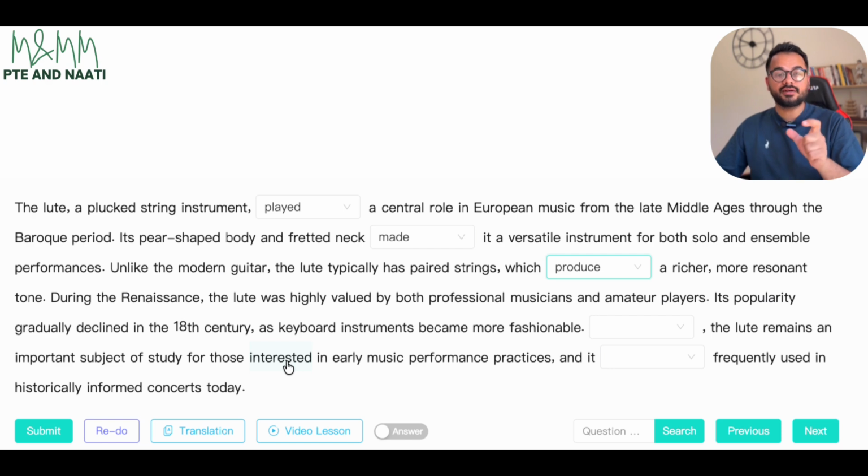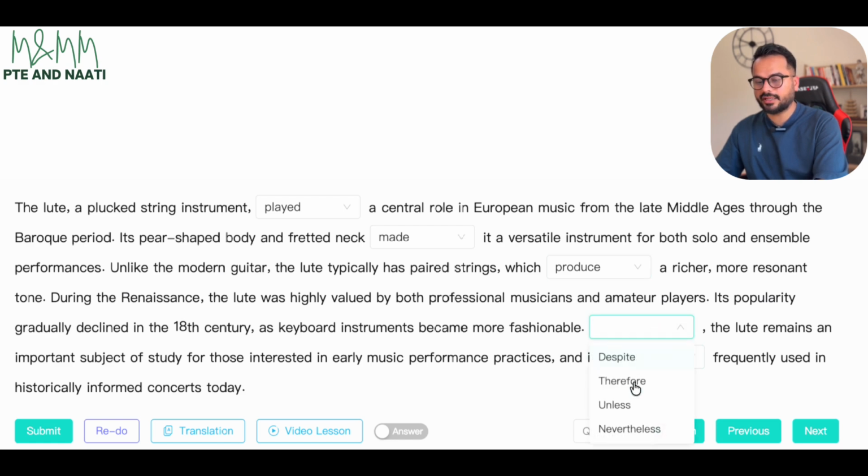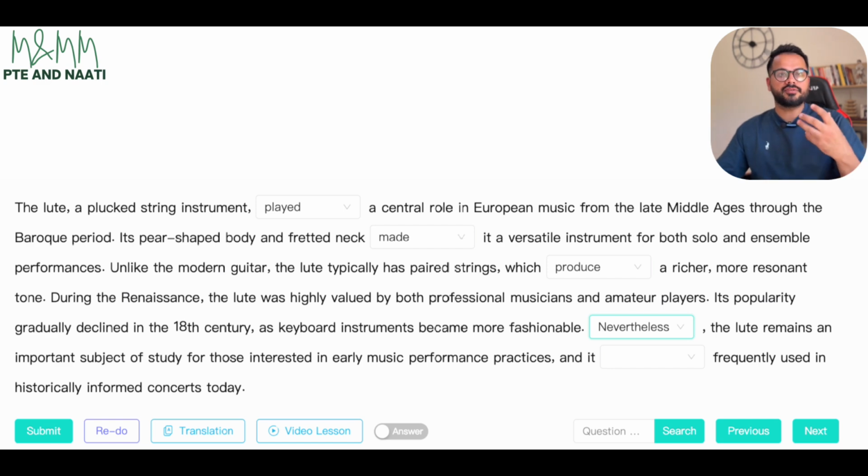So we need a connector which is an opposite connector, which connects two different types of sentences. Looking at the options, we have despite, therefore, unless and nevertheless. Despite can't come by itself. Despite of is what we always say. So that's wrong. Therefore means as a result of, which doesn't go over here. We need an opposite connector, remember. Unless again does not go over here. Nevertheless is going to be the right answer because nevertheless means even that does not matter, still. And that is an opposite connector which is connecting two different kinds of sentences.